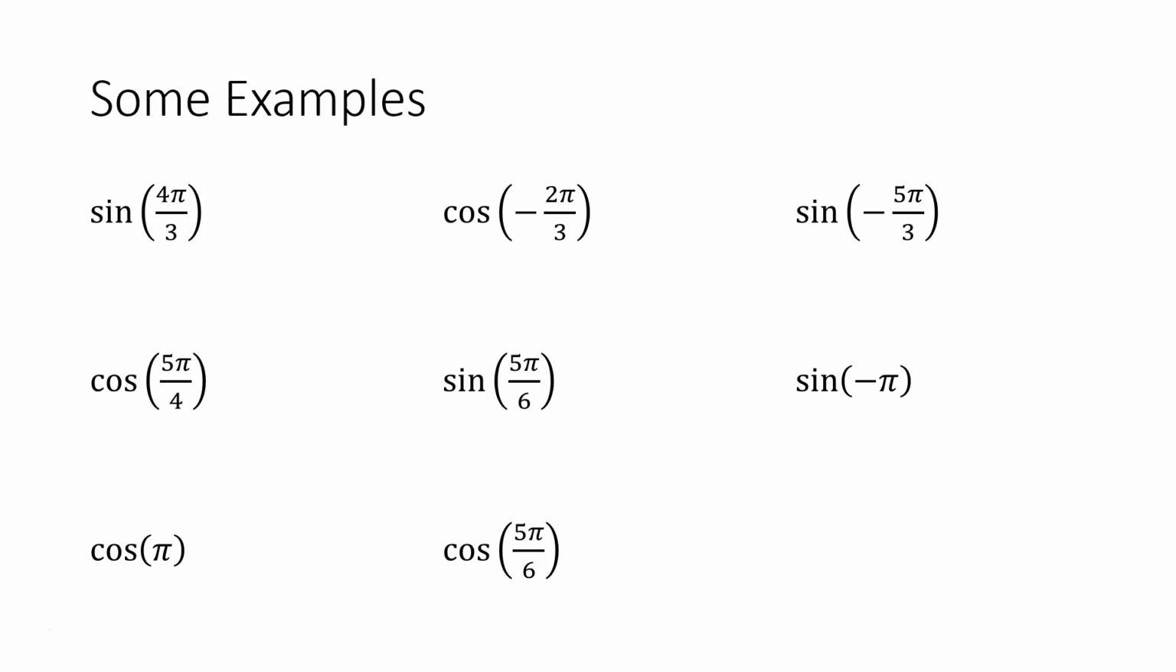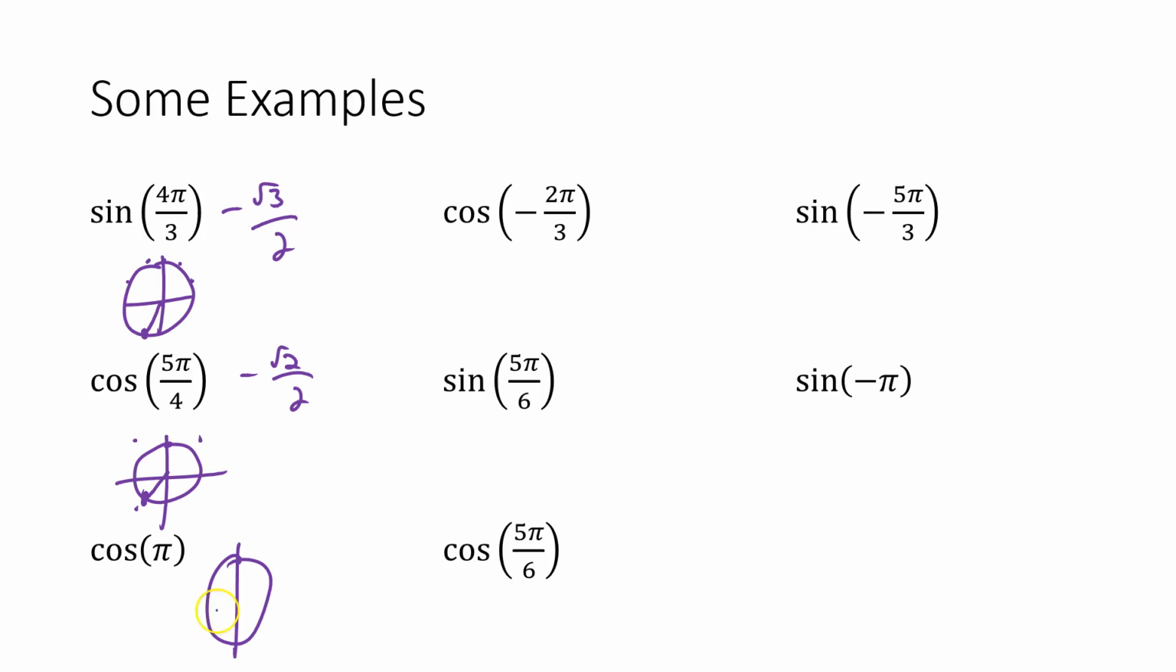All right, let's see how you did. So 4 pi over 3, that's 8 pi over 6. So I'm going to go 1, 2, 3, 4, 5, 6, 7, 8 is down here. The y is the bigger coordinate down there because we're going all the way down, and it's negative, so it's negative root 3 over 2. The next one, 5 pi over 4. The pi over 4s are those special ones. 1, 3, 5 pi over 4. X and y are both negative there, so it's going to be negative root 2 over 2. Cosine of pi, pi is over here. Cosine's the x-coordinate, that's negative 1.